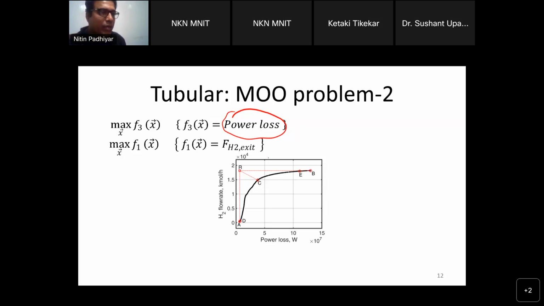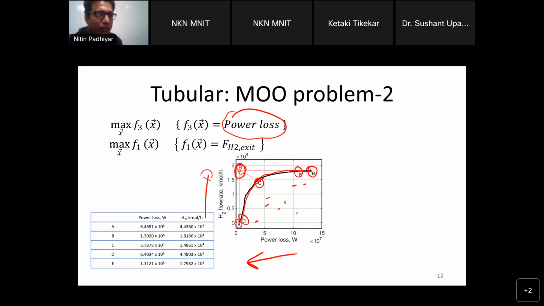And again, we got multiple solutions. Ideally, I want minimum power consumption and maximum hydrogen production. So that is why this point turns out to be the ideal point, but this is not realizable, because I have mass balance constraints, energy balance constraints. Those constraints have to be met. And so practically, out of many possible solutions, the closest curve that you find from the ideal point is this curve.